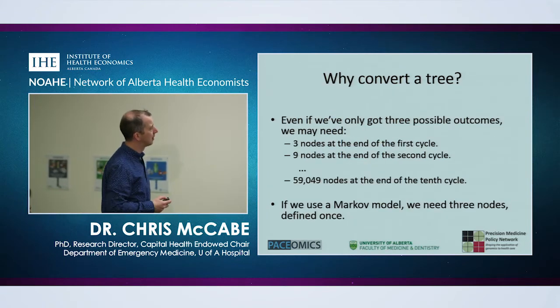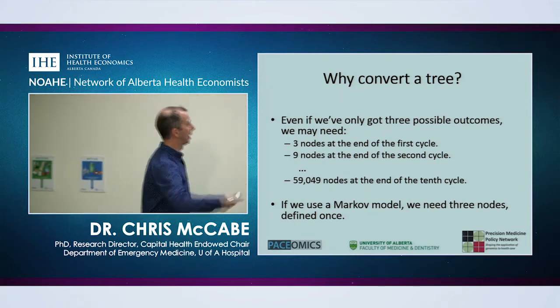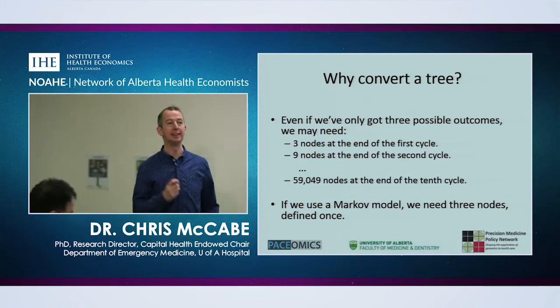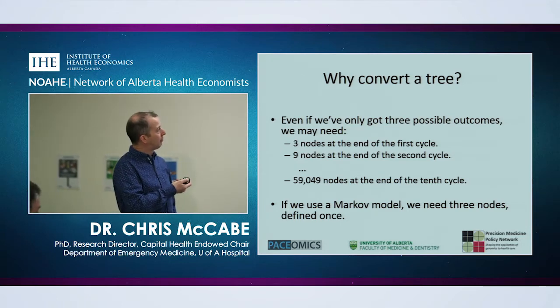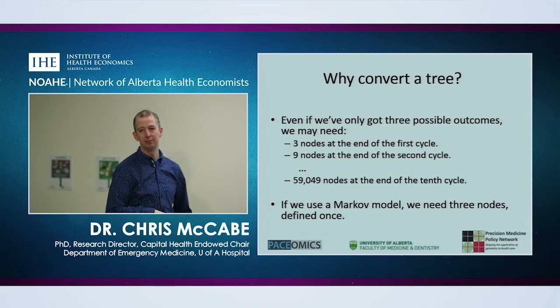The problem is, if you've got something that repeats often and has a long time horizon, a decision tree becomes unwieldy very, very quickly. So 3 options. If we had 3 nodes at the end of the first cycle, by the time we got to the 10th cycle, we've got nearly 60,000.